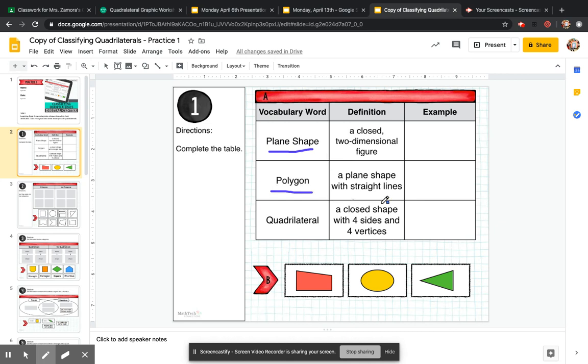A polygon is a plane shape with straight lines. So a polygon must have straight lines. And a polygon can also have 3 or more sides. A quadrilateral is a polygon, but it has 4 sides, 4 vertices, and is also a closed shape. So you need to find an example of each of these and drag it to where you believe it goes based off of those definitions.